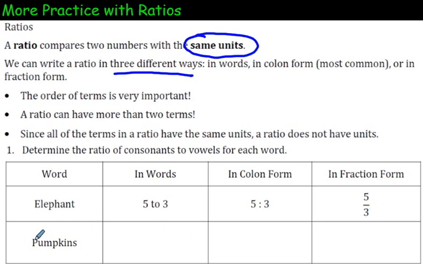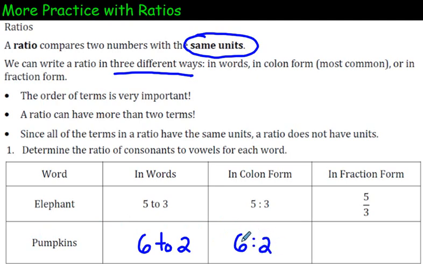Okay, so let's do it on this one. How many consonants do you see? 1, 2, 3, 4, 5, 6. And we're doing it in word form. So 6 to, how many vowels do we see? 1, 2. 6 to 2, a little bit difficult to say. I should make sure that I did it correctly. So 6 plus 2 is 8. Let's see if there's 8 altogether. 1, 2, 3, 4, 5, 6, 7, 8. Should be good. Let's write it in colon form.